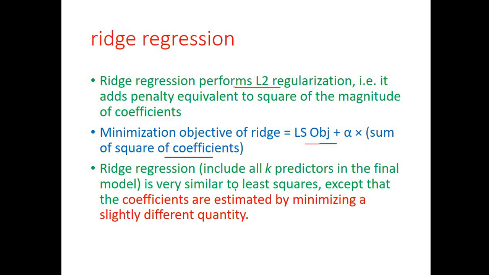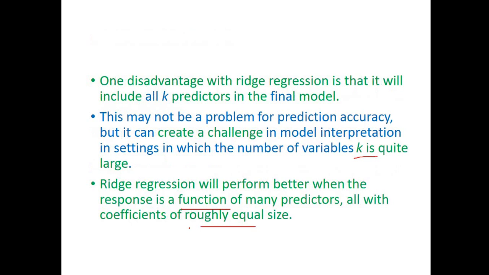Ridge regression is very similar to least squares, except that the coefficients are estimated by minimizing a slightly different quantity. One disadvantage of ridge regression is that it will include all k predictors in the final model. This may not be a problem for prediction accuracy, but it will be a problem when there is a large number of predictors k. Ridge regression will perform better when the response is a function of many predictors, all with coefficients roughly equal in size.